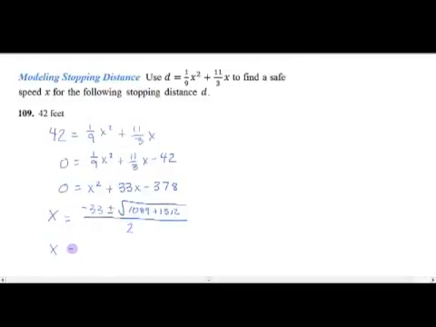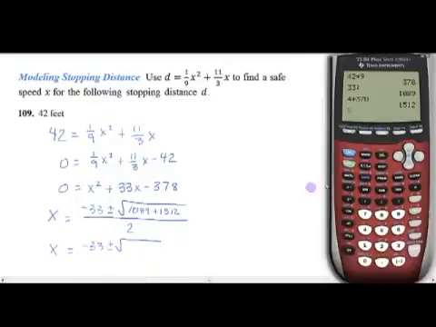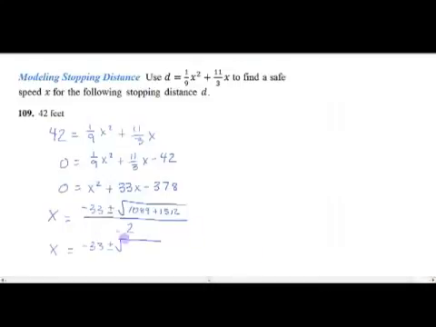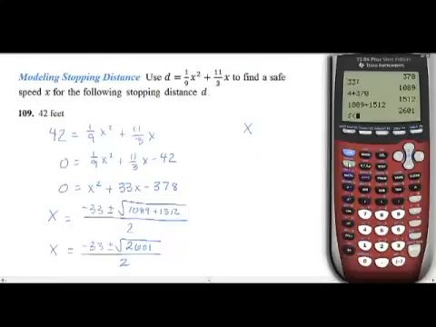It gives me x is negative 33 plus or minus the square root of 1089 plus 1512, and we get 2601, 2601, all over 2.